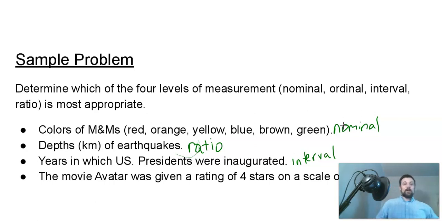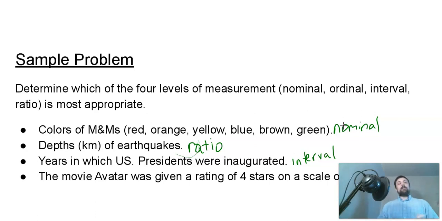So this one's a little bit weird, which again might make sense, but we could define 0 degrees to be something else. So if the temperature outside is 0 degrees, does that mean there's no temperature outside? No. So again, 0 in the temperature scale doesn't mean there's none of that thing. And so therefore, temperature is an interval level of measurement. All right, so hopefully that makes sense.